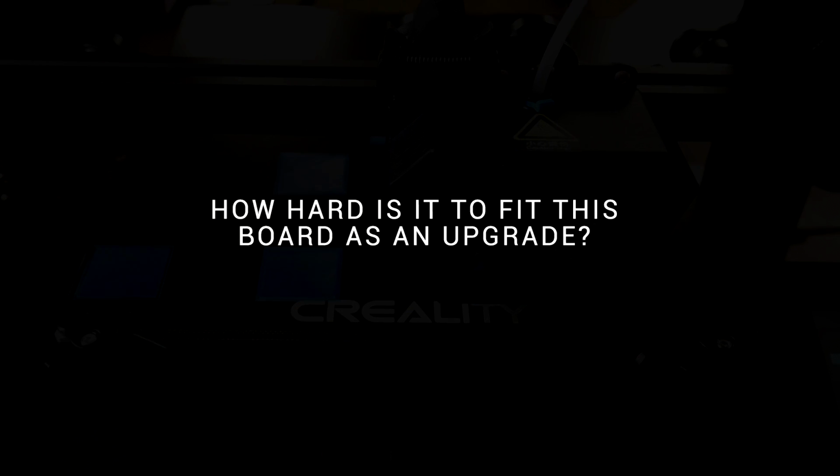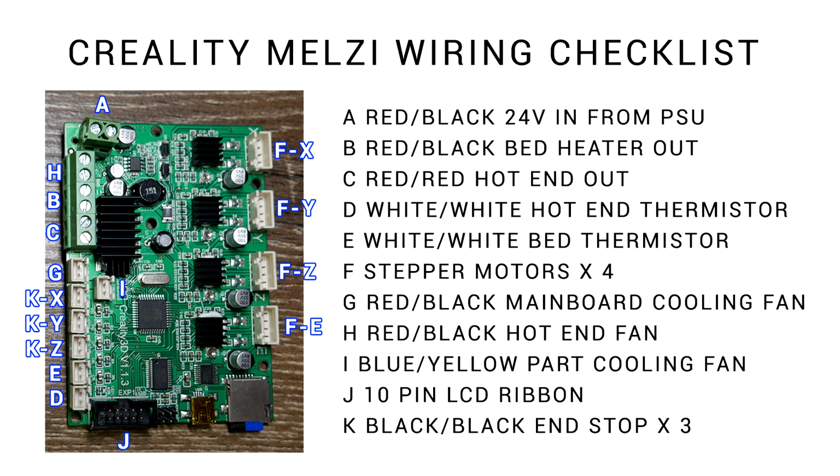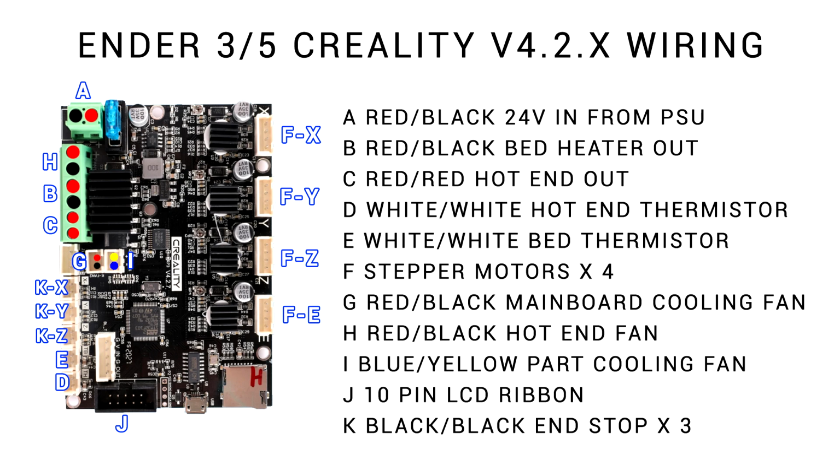Let's look at how hard it is to fit this 32-bit board as an upgrade. Let's say you have an Ender 3 or 5 and you purchase the version 4.2.7 board. You'll be glad to know that physically it's plug and play. Reference this diagram as you're removing the connectors and then use this one as you plug them back into the new board. Both of these diagrams are linked below in the description.